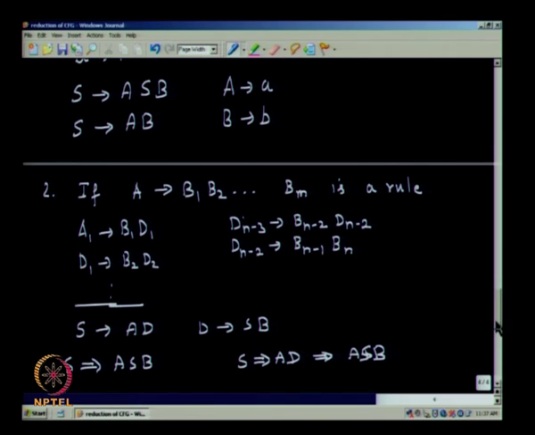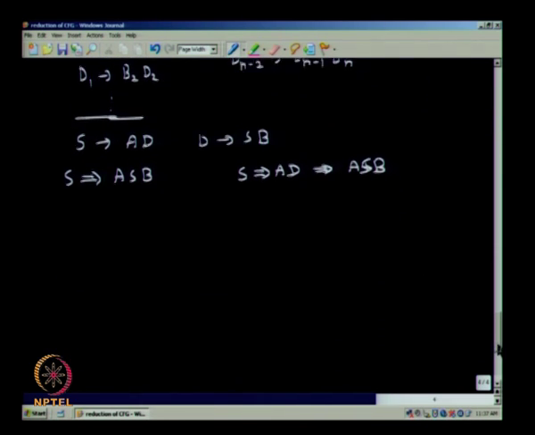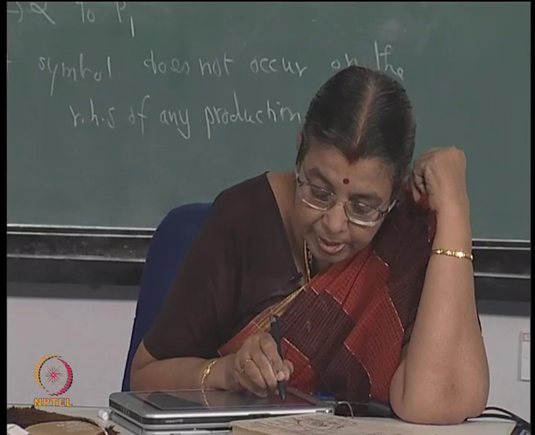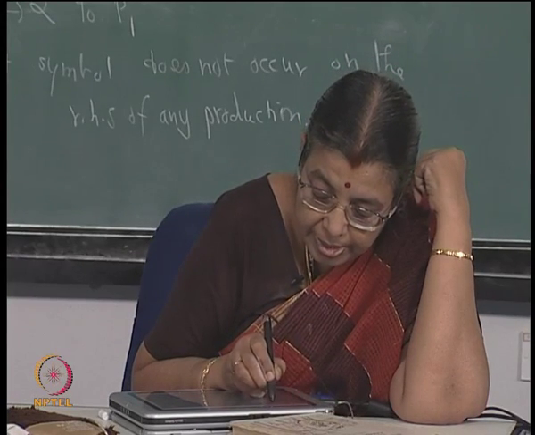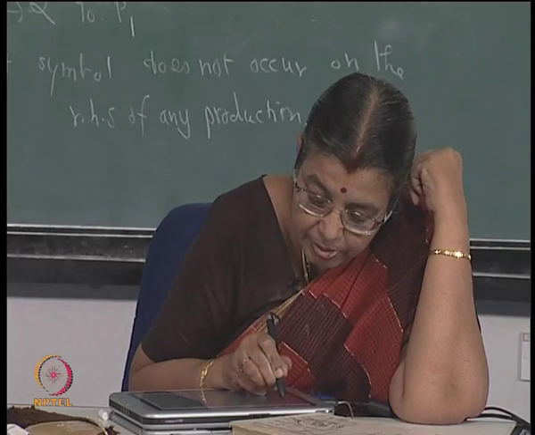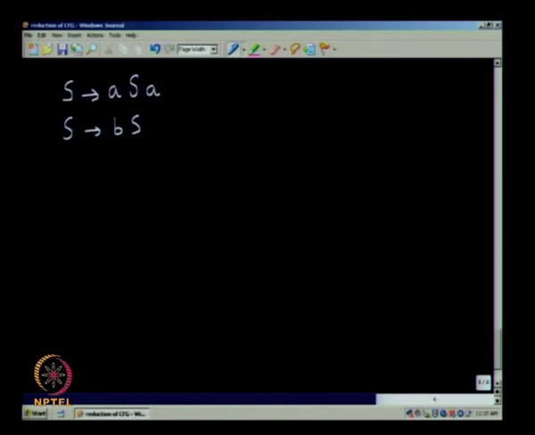So, without any problem, any grammar you can convert into Chomsky normal form. Let us take one more example: S goes to ASA, S goes to BSB, S goes to C. What is the language generated?